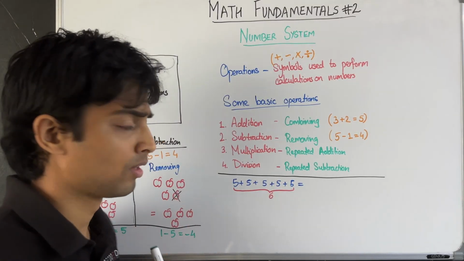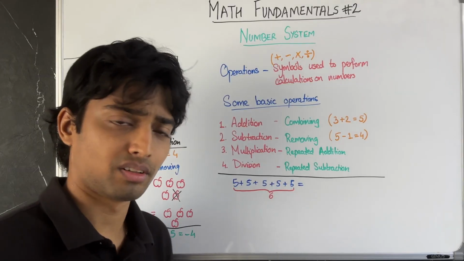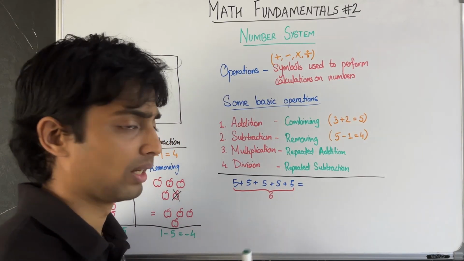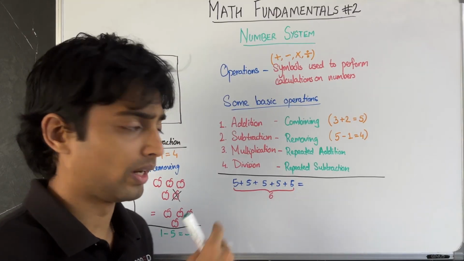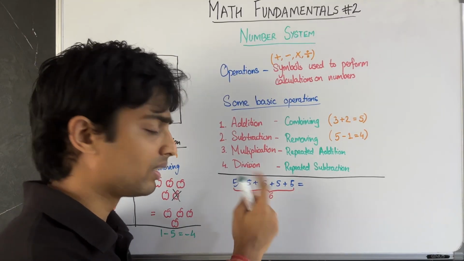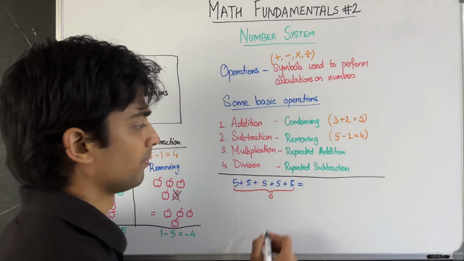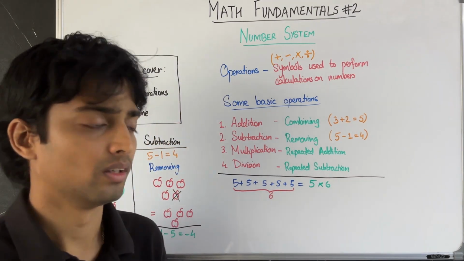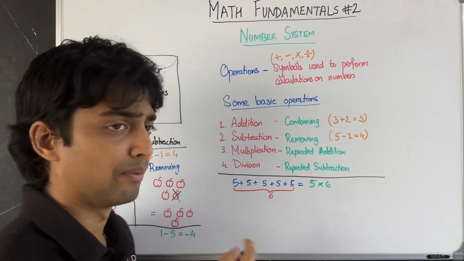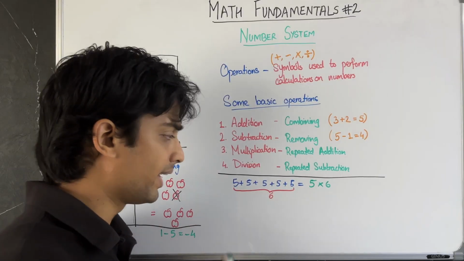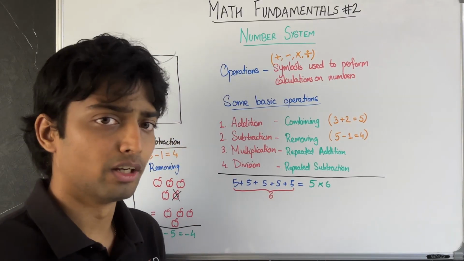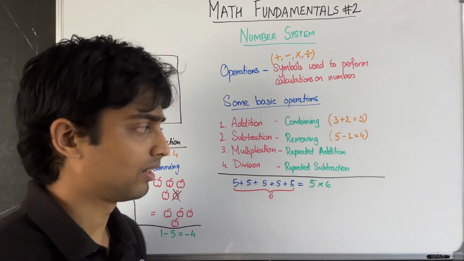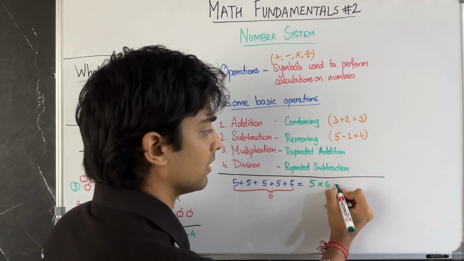In multiplication, what happens is we are repeating the addition process some number of times. Now let's say we have 5 plus 5 plus 5 plus 5, 6 times. So we are adding 5 to itself 6 times. This will become 5 multiplied by 6. So if there's a number and we are adding it to itself some number of times, then we can use the multiplication operation. So 5 multiplied the number of times we are adding it, which is 5 multiplied by 6, which is 30.